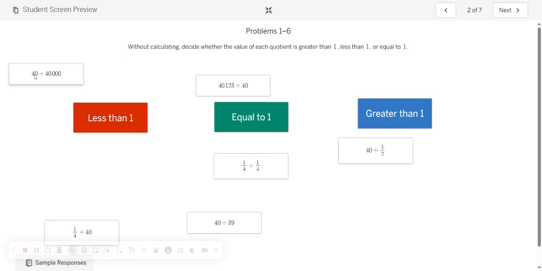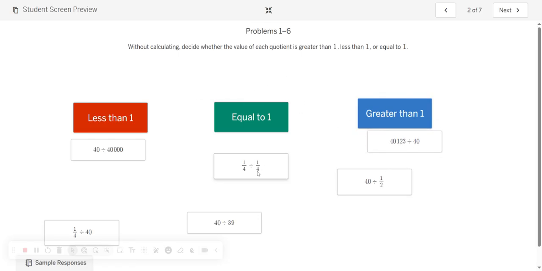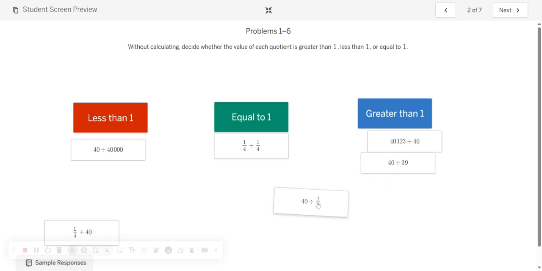Well, if you had 40 of something divided by 40,000, that's going to be way less than 1. Whereas 4,123 divided by 40 is greater than 1. 1/4 divided by 1/4 is equal to 1. 40 divided by 39 is going to be just a little bit greater than 1. 40 divided by 1/2 is over here, and 1/4 divided by 40 is going to be a little itty bitty number because you've got a little teeny thing and you're dividing it by an even smaller number.